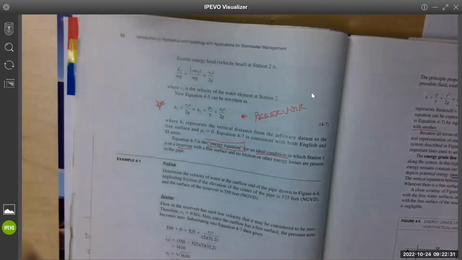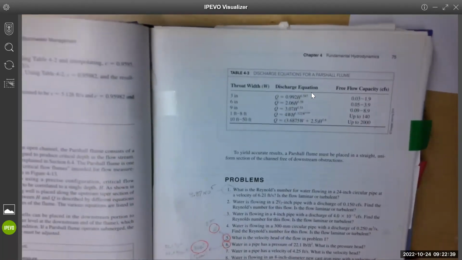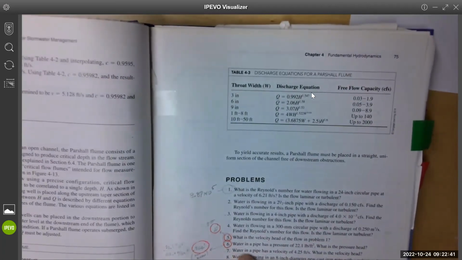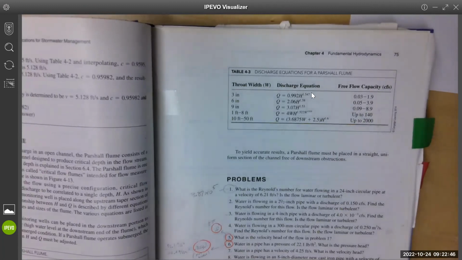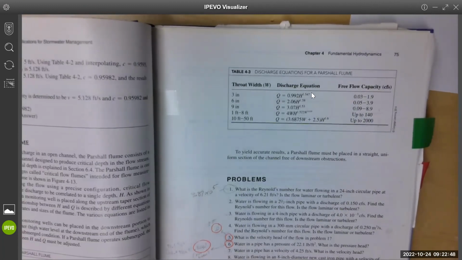Okay. All right. Definitely enough. And you have enough to work the homework now. 6, 5, 6, 7. Let me look at 7. Yeah, you're fine. You can get pressure head, velocity head. You should be good. All right. Good to go.